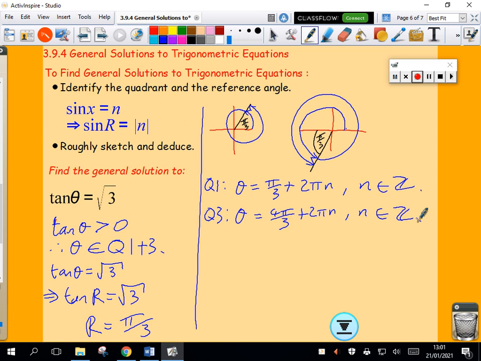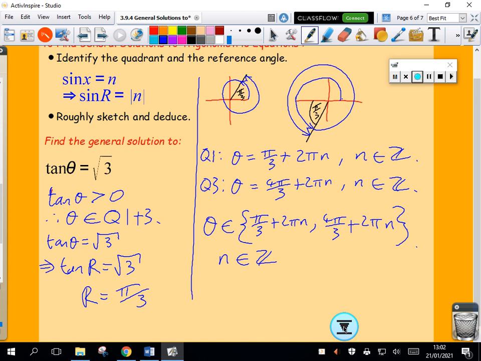Let's write that down in nice set notation. Theta can belong to the set containing the elements pi over 3 plus 2 pi n, and then 4 pi over 3 plus 2 pi n. Okay? Where n is an integer.